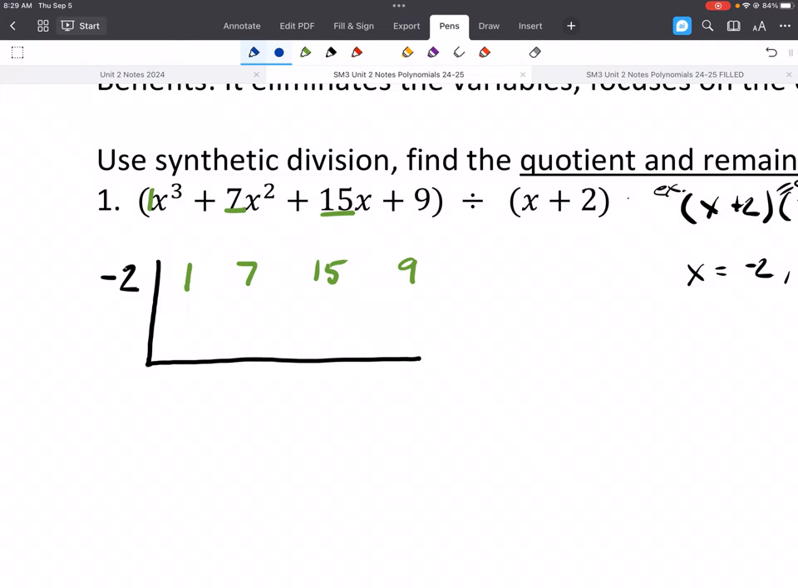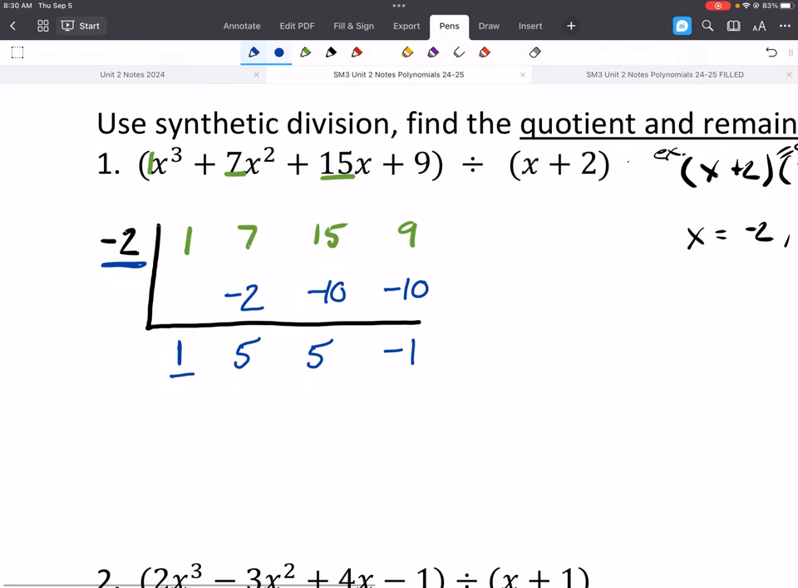So we're going to bring down the 1, and then we're going to take this -2 and multiply. And that would give us -2. And then we add, that would give us 5. And then we multiply, -10. We add, we multiply, and we add. Okay? So those are the coefficients of our answer.